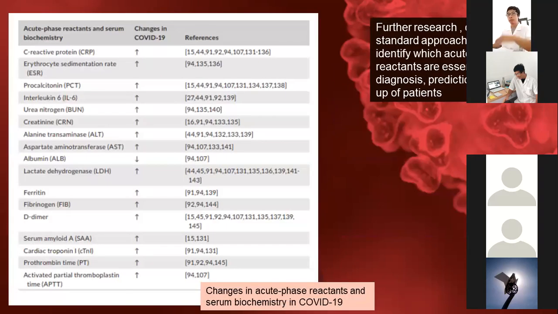This is the table showing the change in acute phase reactant and serum biochemistry in COVID-19 patients. We can see that much of the acute phase reactant and serum biochemistry is increased. Most of them are increased except the albumin from the SARS-CoV patient. The albumin is decreased, but the other acute phase reactant and serum are increased. Further research, consensus, and a standard approach are needed to identify which acute phase reactants are essential for early diagnosis, prediction, and follow-up of patients. Next.